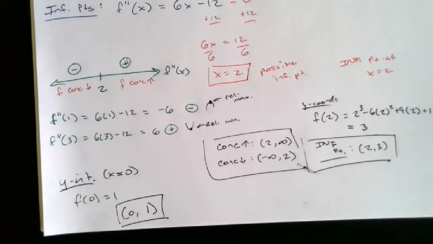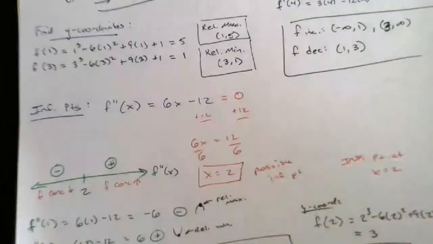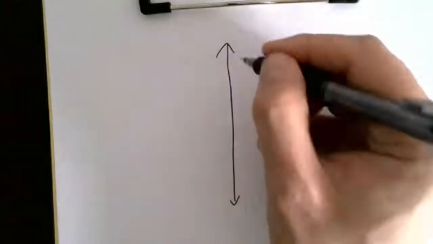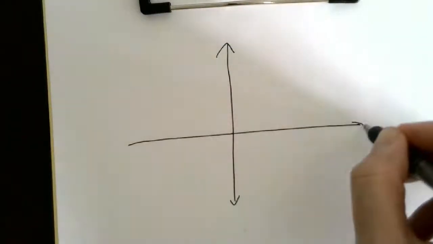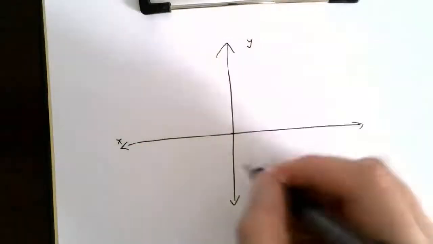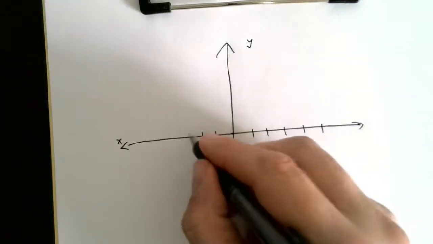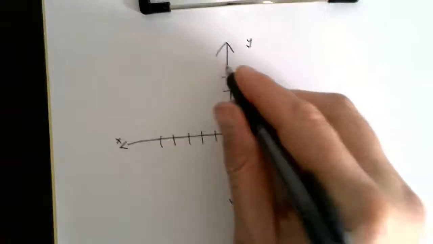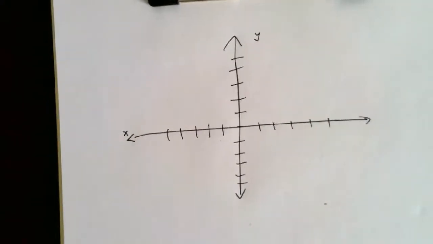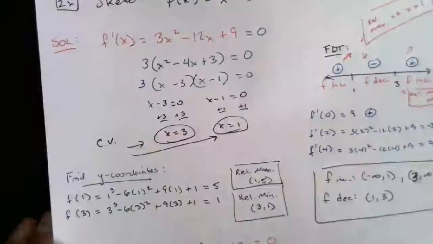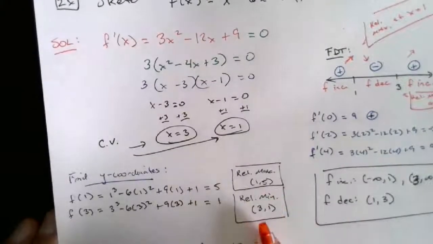So once I have all that, we'll sketch the curve. All right, so we're going to sketch this graph. I'll do it on the next sheet so we have some space to work with. Sketching this, we're going to have an x and y axis. So here's x, here's y. And we'll plot some of the points that we just found. So let's put the relative max and the relative min on there. The relative max was at 1, 5, and the relative min was at 3, 1.